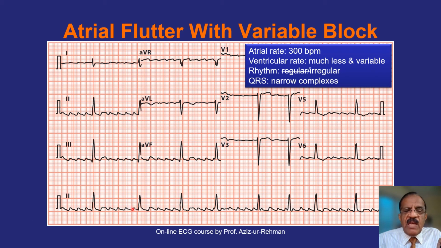This block variable is because of the varying sympathetic parasympathetic tone, the effect of drugs, and the condition of AV node. Okay, so it could get worse, it could become less severe. So that is, I think, the reason of this variability. But as I told you, AV node cannot allow 300 beats to pass. There has to be some degree of block. So this was, I think, another example, atrial flutter with variable block.